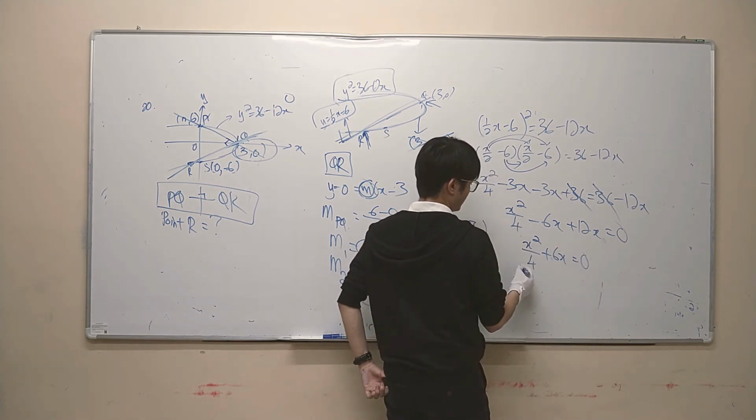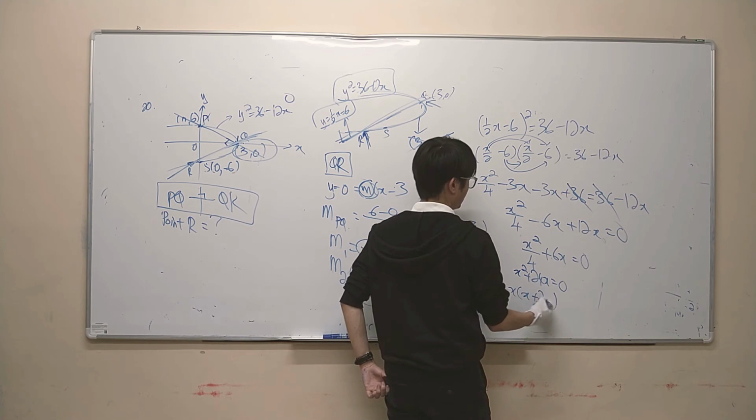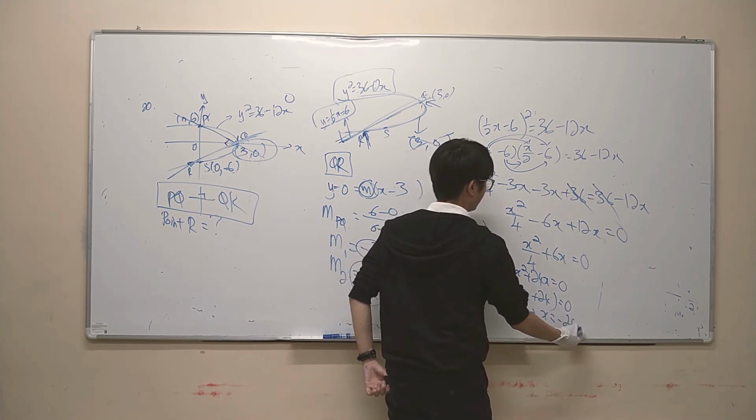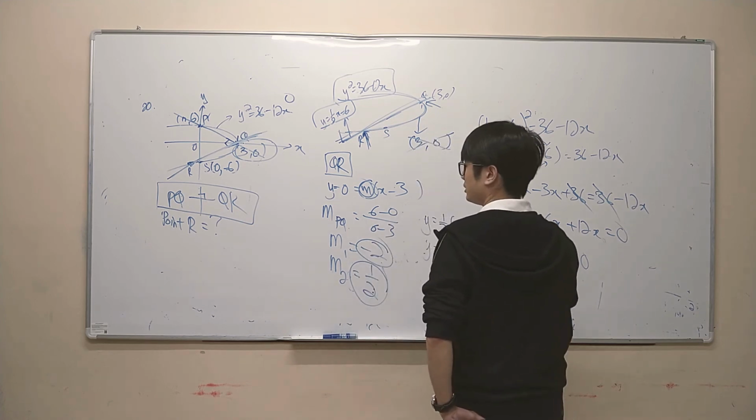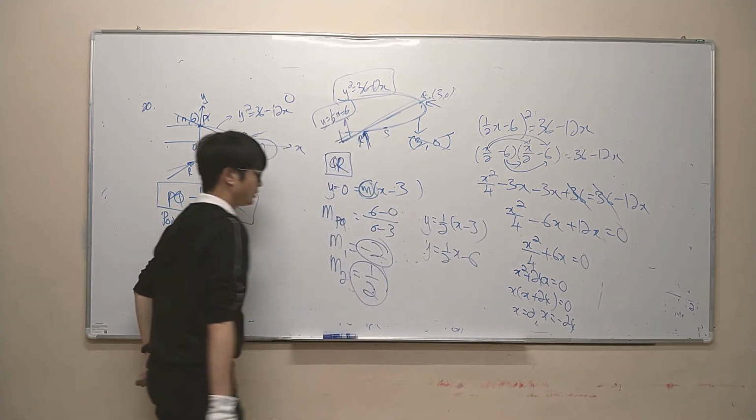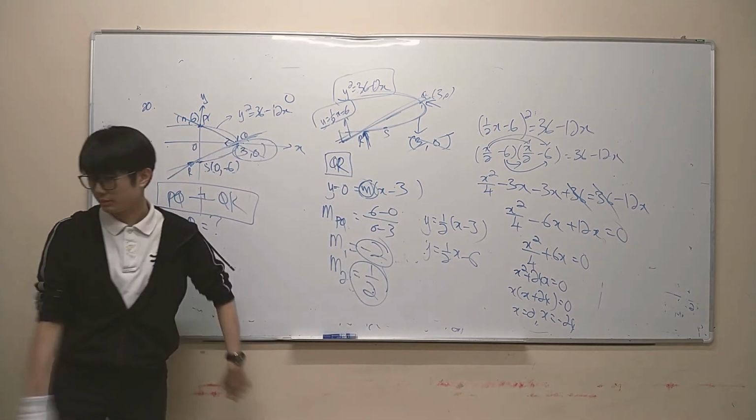So x squared over 4 plus 6x equals 0, right? And then I multiply by 4. I factorize x, so it becomes x plus 24 here. So x equals 0, the other x is negative 24. Right? Okay, I made a mistake already. Where did I go wrong? Okay, wait, let me check the answer.